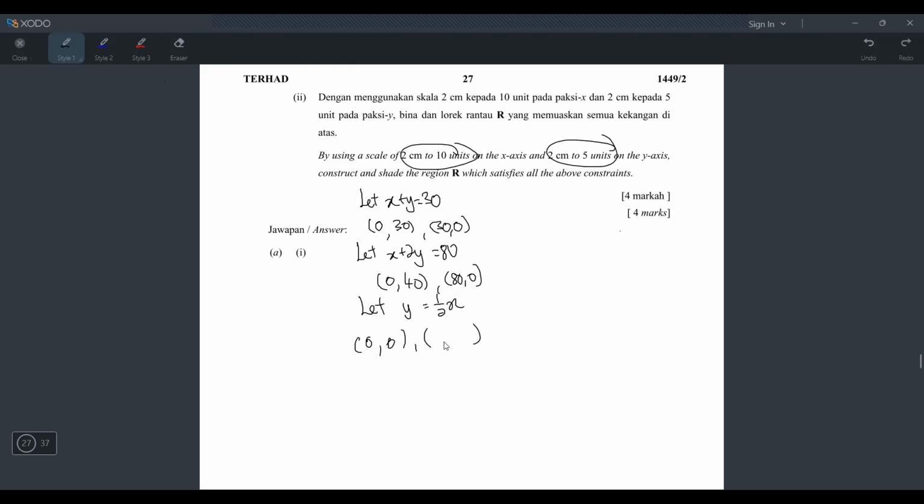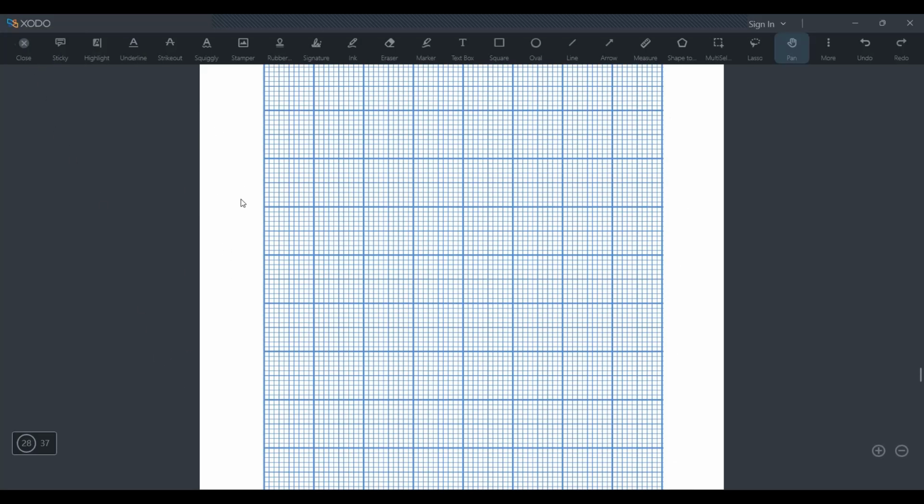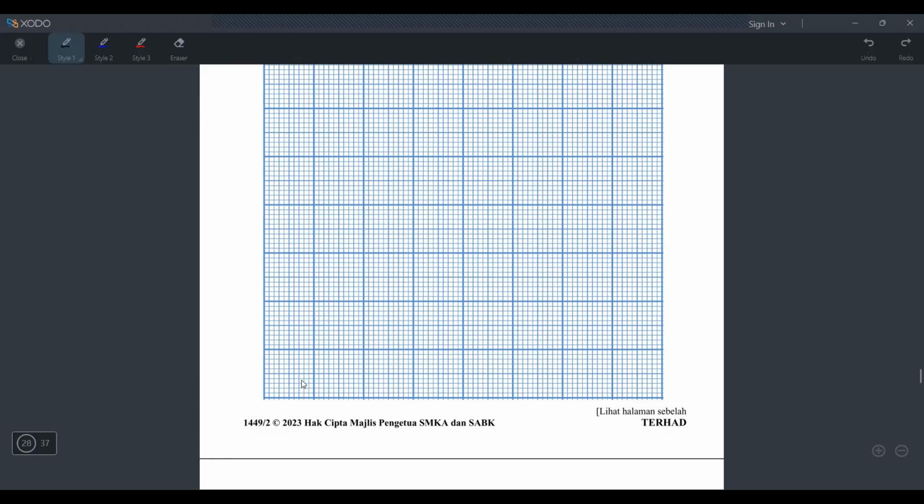All right, this one we try to find later. So 2 cm to 10 on the x-axis. Okay, this is my graph. So 2 cm to 10. This is my 0, this one my 10, 20, 30, 40, 50. Okay, only enough space for 60, but it's okay. And this is my x.